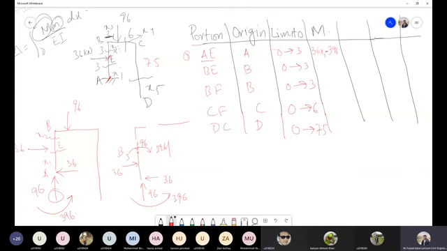Anyone else? सर आप M2 कहाँ पे ले रहे हैं? This is portion B to E and this is x2 and origin is B, which I have written over here. 180 होगा सर। 180 plus 396, so 288. Yes.